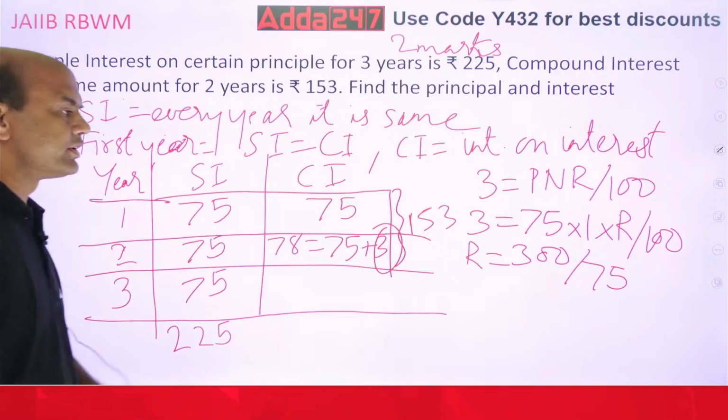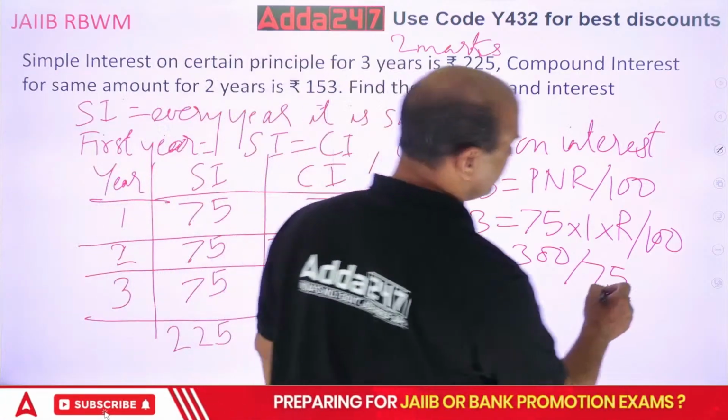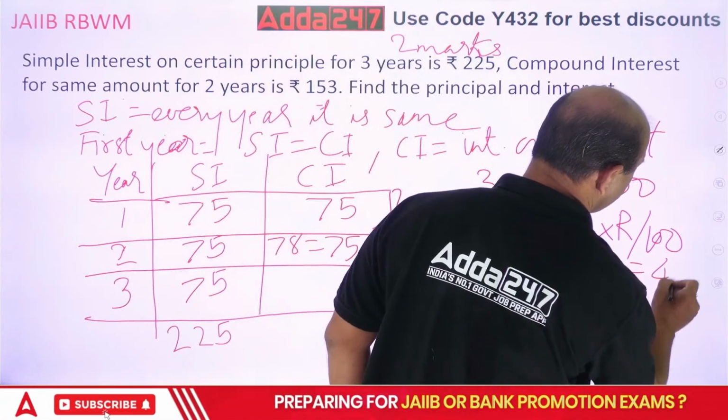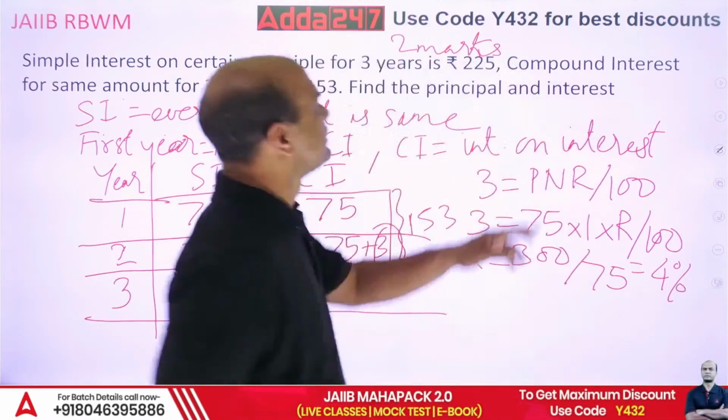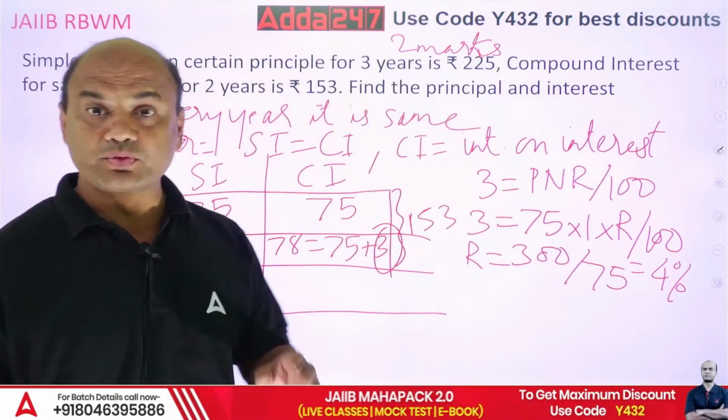300 upon 75. So that is equal to what? 4. So R equals 4%. See, you got one answer. The interest rate is 4%. You got this.